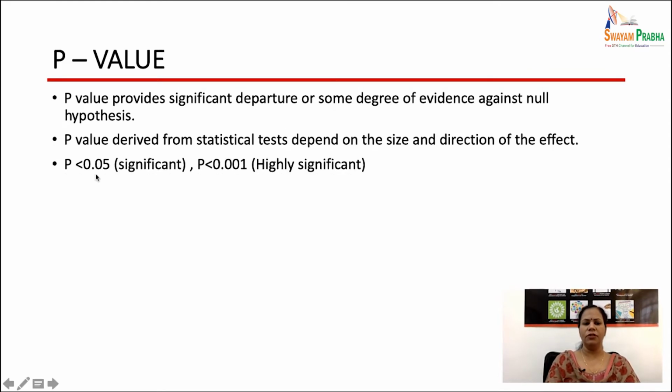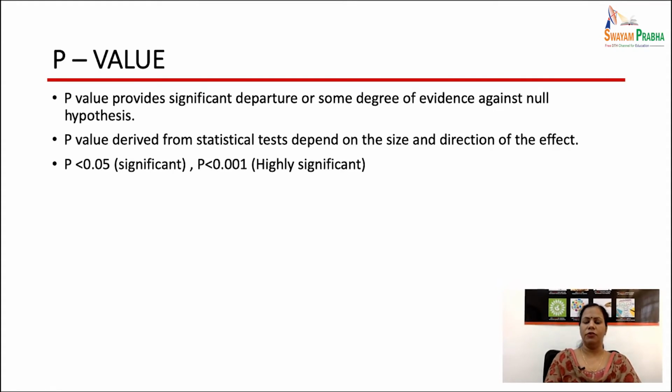So for the p-value, I told you that we keep the significance level at 0.05. It means we keep the level of significance as 5%, or it can be kept as 0.001 also, which shows that it is highly significant. Highly significant means we are 99% confident our results are valid, and there is only a 1% chance that the values are because of some error.